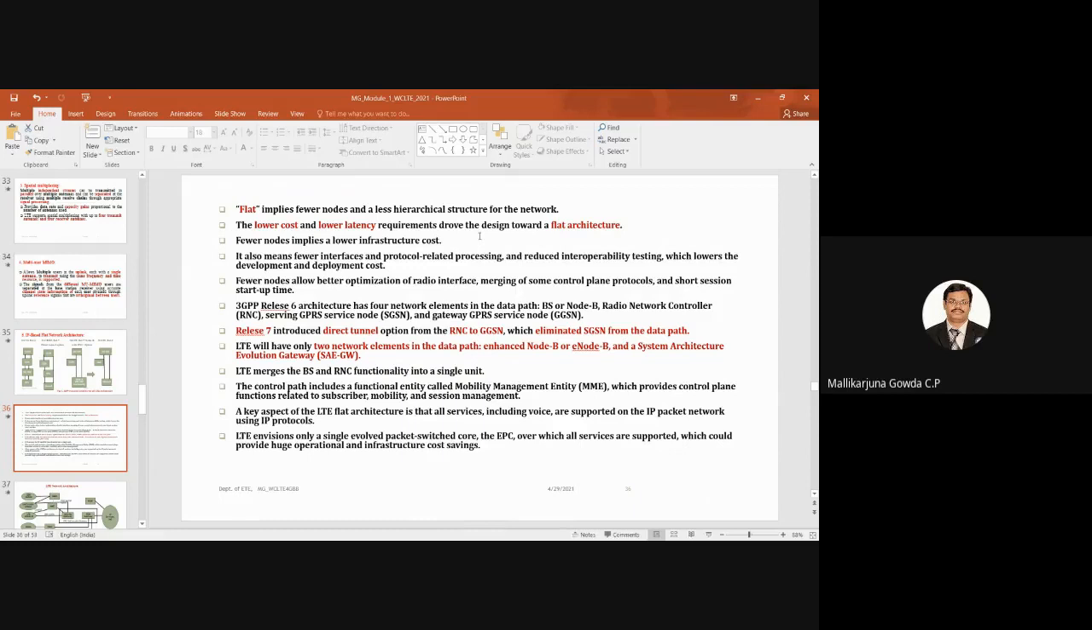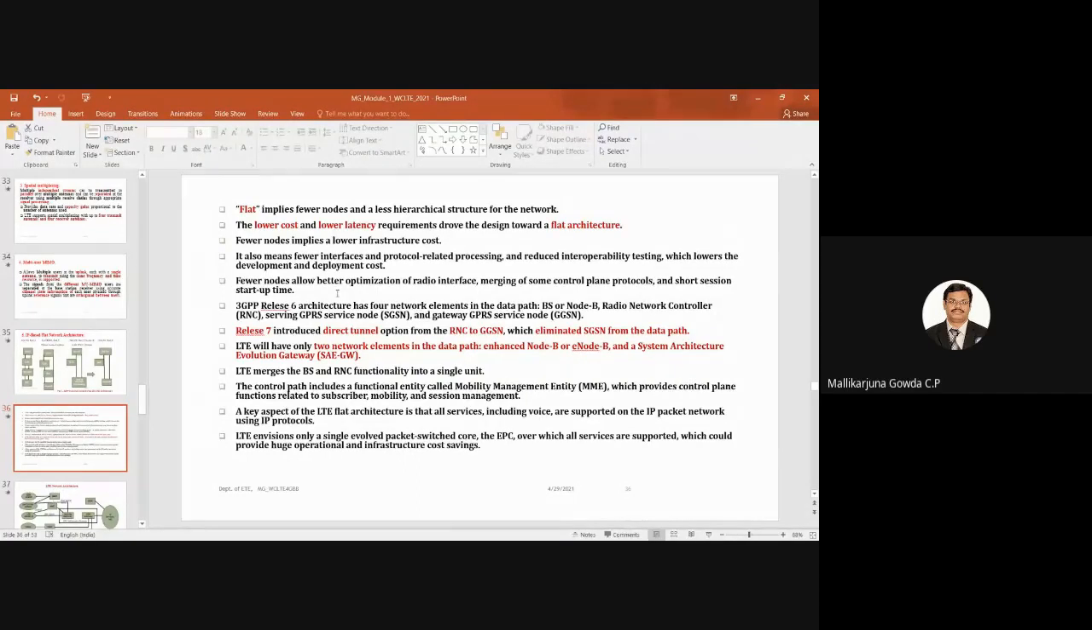So few nodes imply lower infrastructure cost, right? And it also means few interfaces. The interface is from mobile to BTS, which will be an air interface. Then from BTS to BSC, it may be wired or wireless. Then from BSC to MSC. Then from MSC to other network elements also, it will be wired.